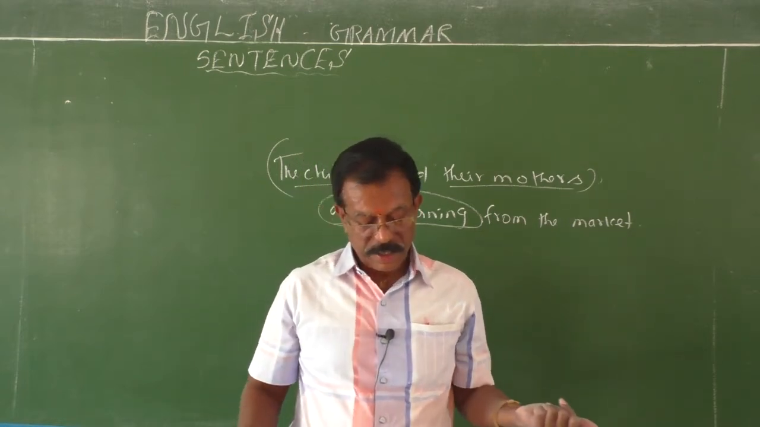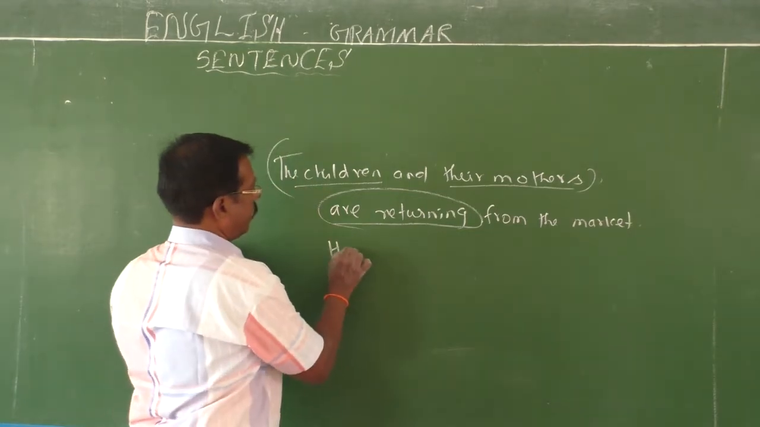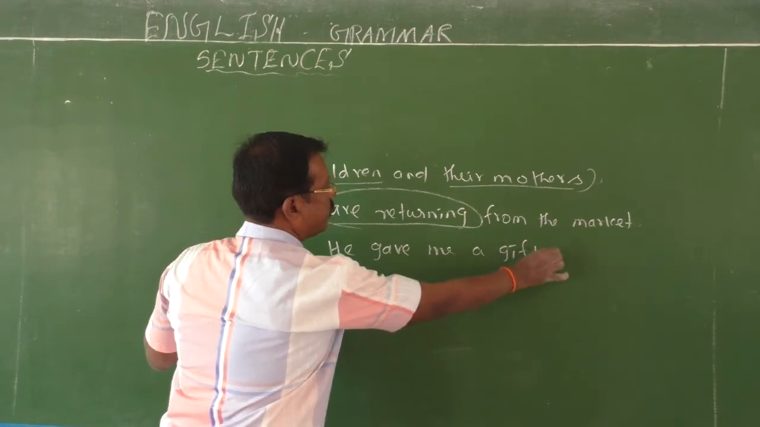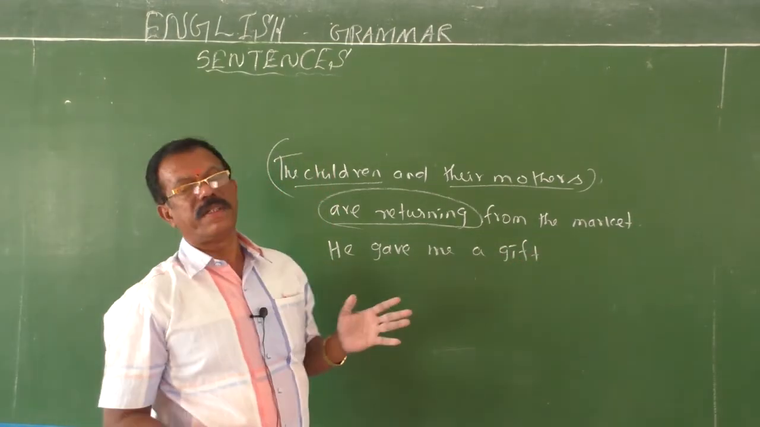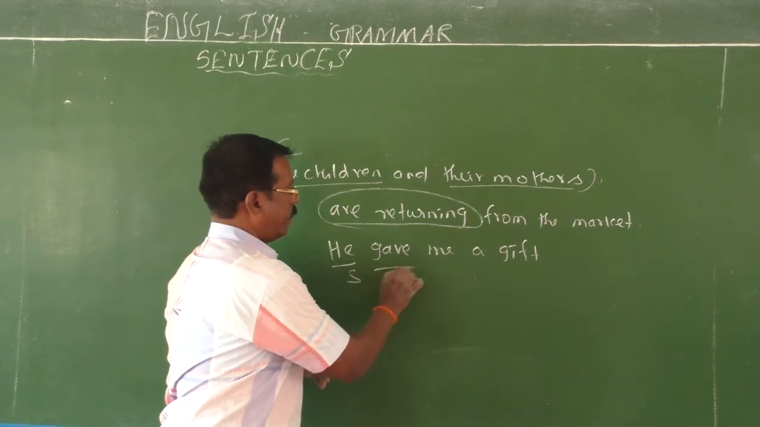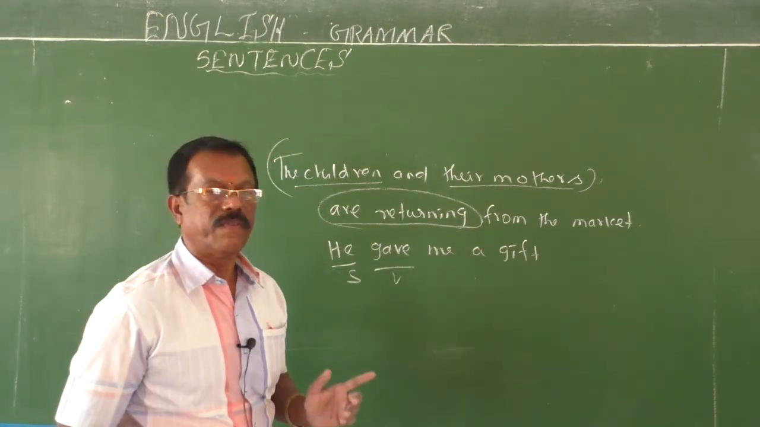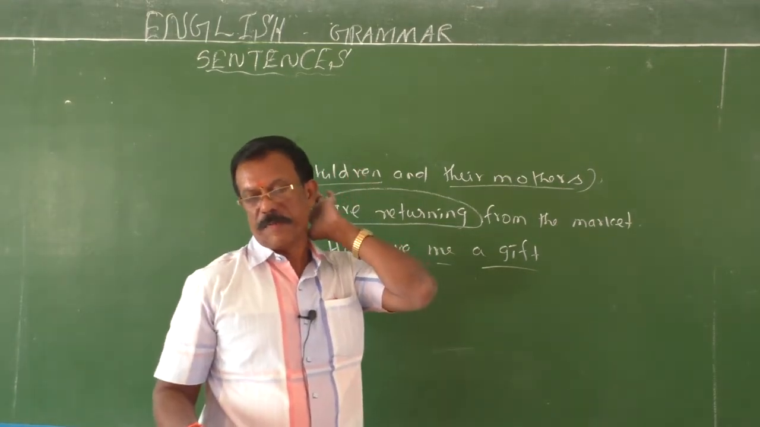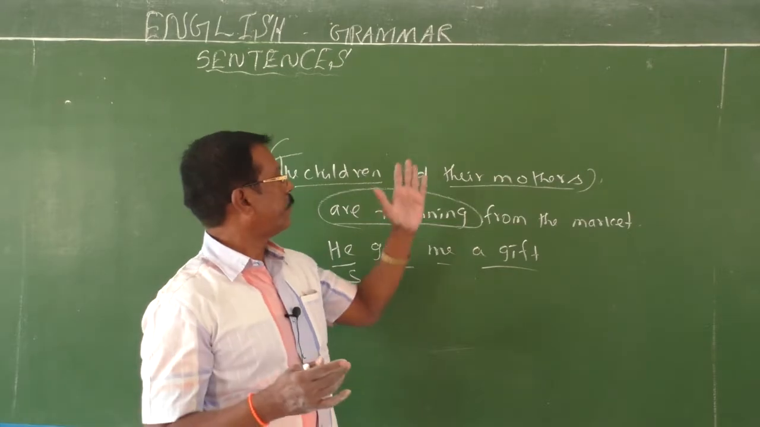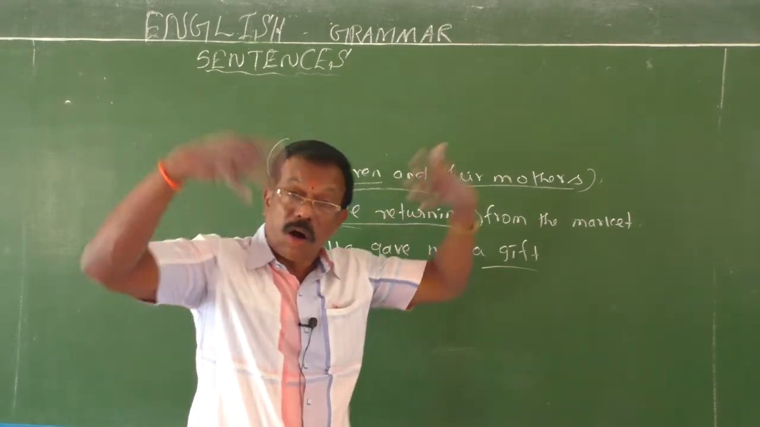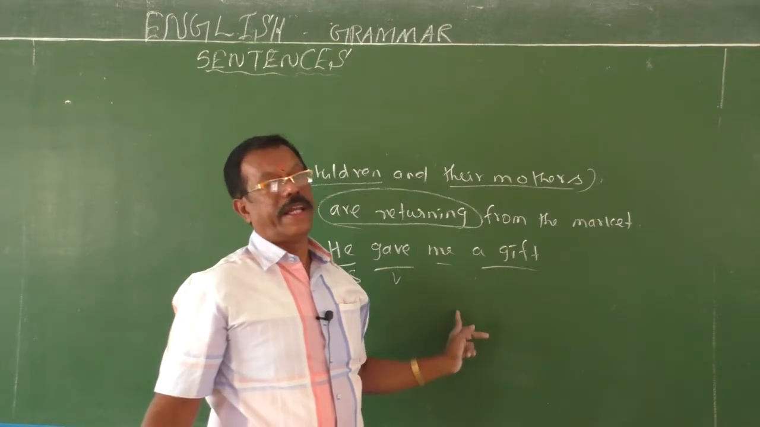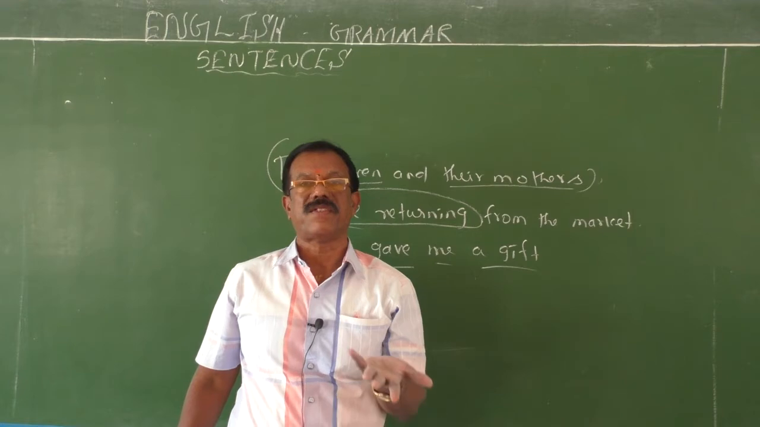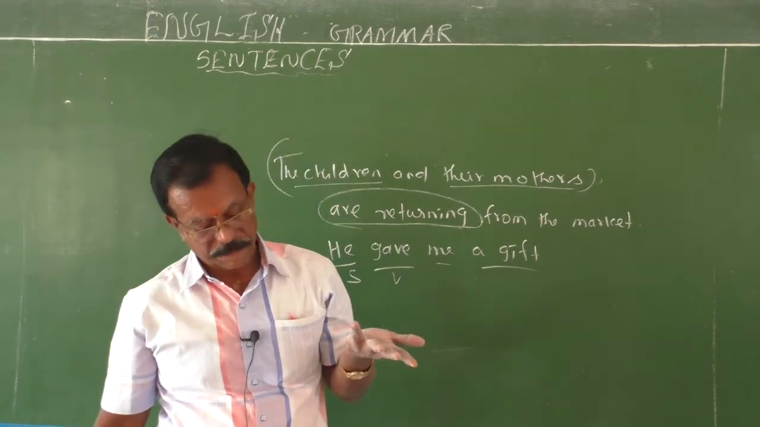Okay, fine. See, I will give you two objects. He gave me a gift. See this sentence? This is an example for a simple sentence. Here he is the subject, gave is the verb, the only finite verb we have, but we have two objects in the sentence: a gift as well as me. So a simple sentence may have two objects like this, but it has only one finite verb and conveys only one main idea. That is the important criterion.